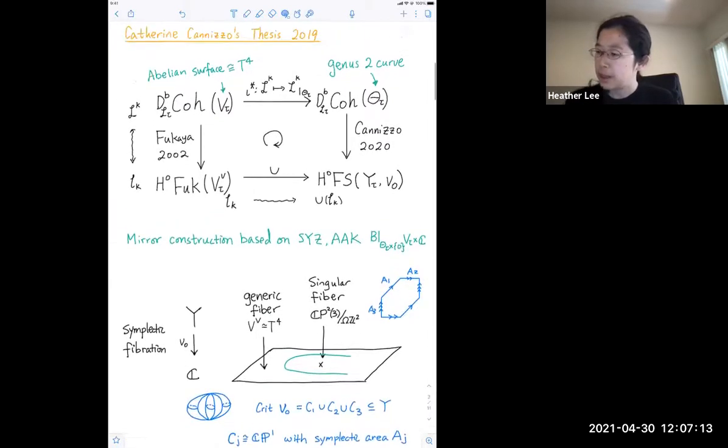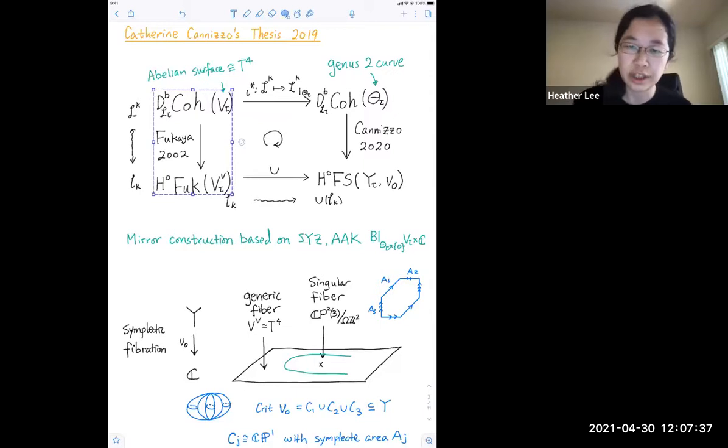And this vertical arrow is the homological mirror symmetry statement for abelian surfaces, which was proved by Fukaya for abelian varieties of any dimension. And here we are looking at complex dimension 2. In the one-dimensional case, which is the elliptic curve, this was shown in the 90s by Polishchuk and Zaslow.